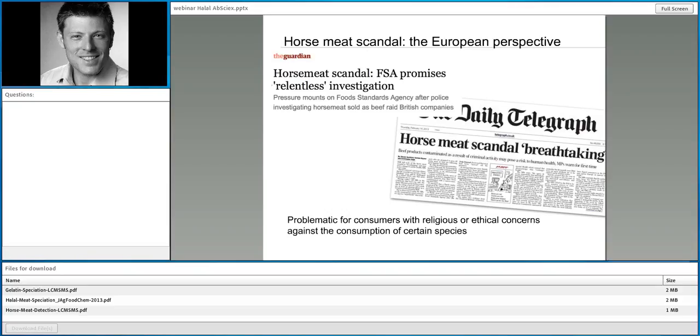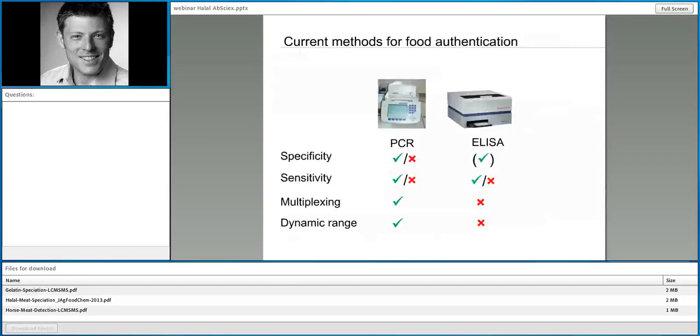But if you have a look at recent scandals, you will also see that a couple of weeks ago, fox meat was discovered in China. So obviously food fraud is a problem on global scale, and not only a problem which you observe in Europe.